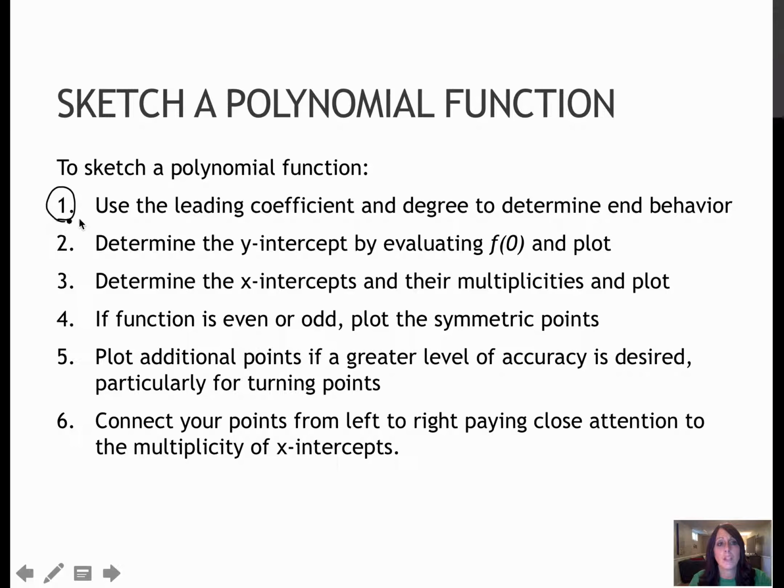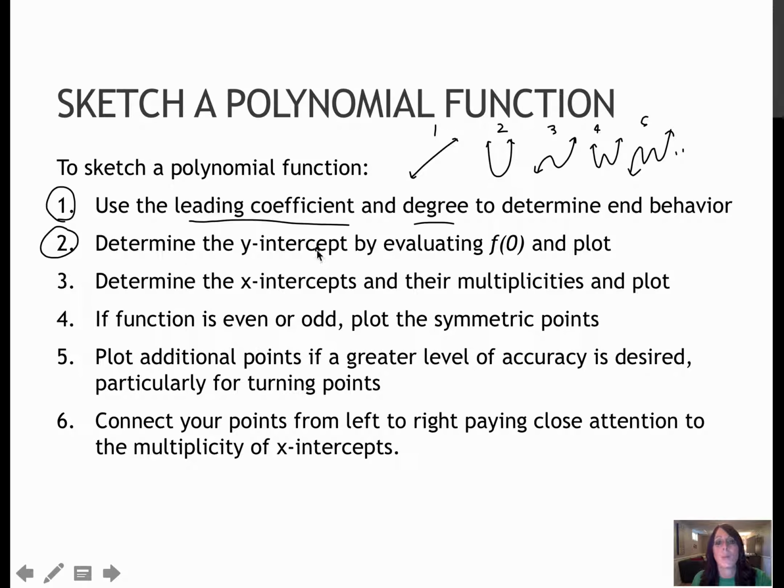I'm going to start by using the leading coefficient and degree to determine the end behavior. So that's when I'm looking at the basic overall shape of the graph. If it's linear, it's going to look like this. If it's quadratic, if it's cubic, if it's quartic, if it's quintic, etc. I'm looking at the end behavior, whether it starts up or down, whether it ends up or down, and the overall shape of the graph using that leading coefficient, positive or negative, and the degree. So this is a degree of 1, 2, 3, 4, 5, etc.